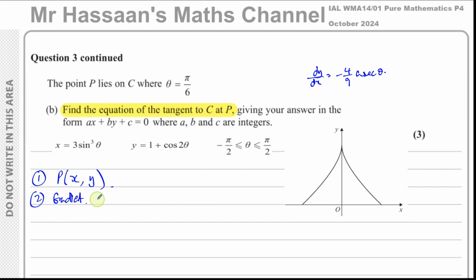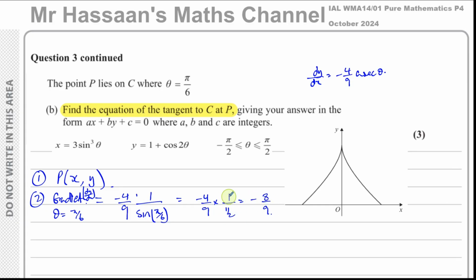In fact, let's do that first. So we can say the gradient is equal to minus 4 over 9 times 1 over sine of pi over 6. This is when theta equals pi over 6. Remember, the gradient is the same as dy/dx. We know that sine of pi over 6 is just a half. So 1 divided by a half is like 1 times 2 over 1. So you're going to get minus 4 over 9 times 1 over a half, which is minus 8 over 9.